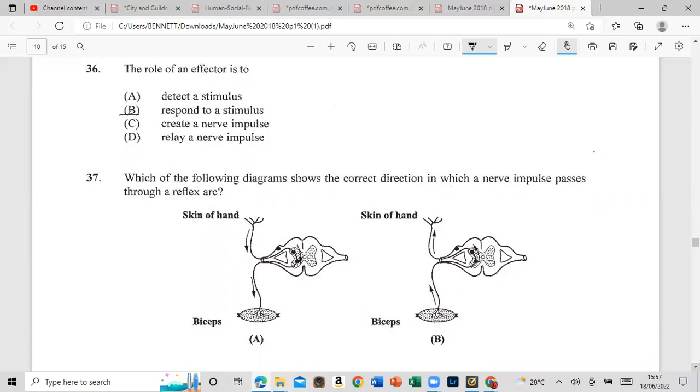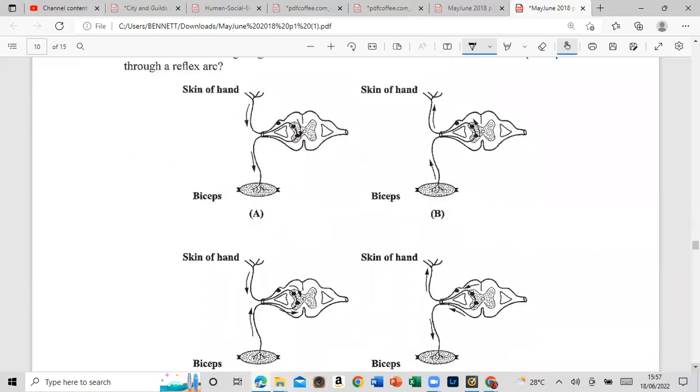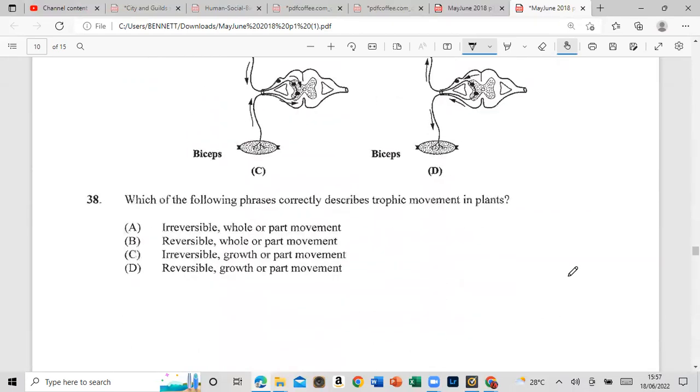Pick the following diagram for the correct direction in which a nerve impulse passes through the reflex arc. Okay, I'm gonna go with A. Yeah, A is correct. This one is going back. All right, so let's move on to 38.